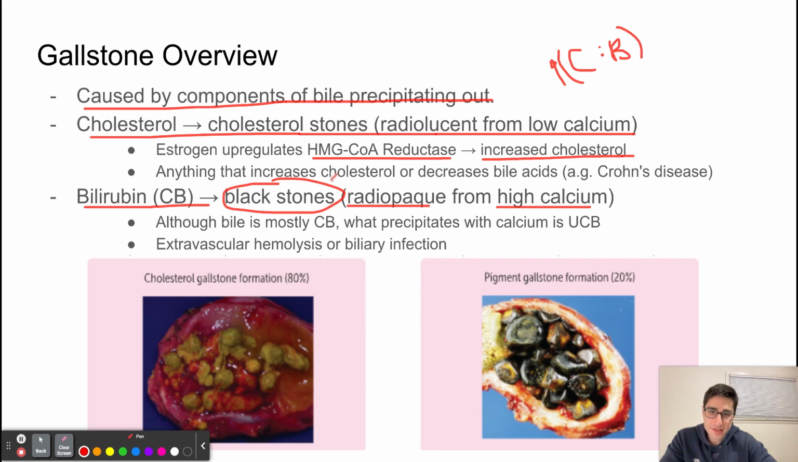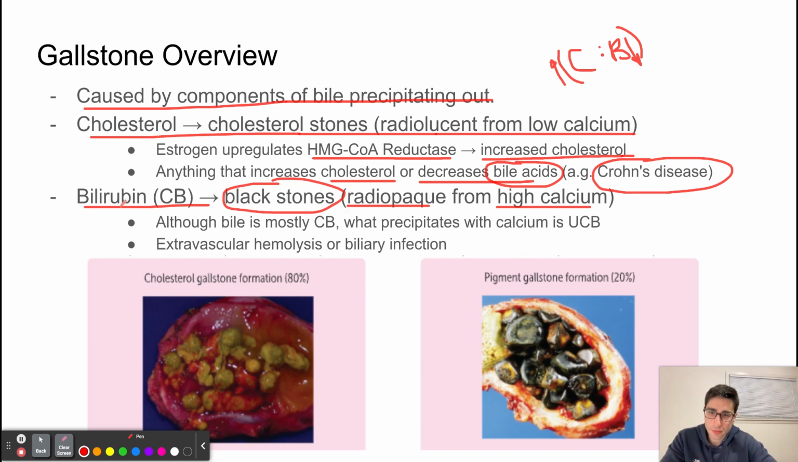So anything that increases cholesterol or decreases bile acids can cause cholesterol stones. So this is important and comes into play with Crohn's disease. Remember, with Crohn's disease, we have inflammation in the terminal ileum, and terminal ileum is going to be the site where we're going to be reabsorbing bile acids. So if we're not able to reabsorb bile acids, then this is going to cause low levels of bile acids in the body. And so this is also going to increase the cholesterol to bile acid ratio in the body. And so now cholesterol can then precipitate out of the solution to cause stones.